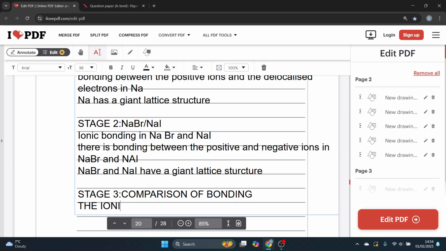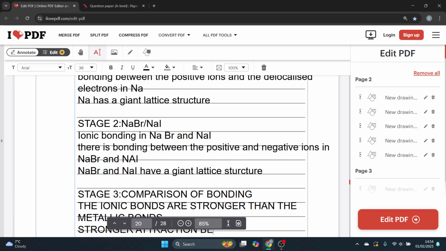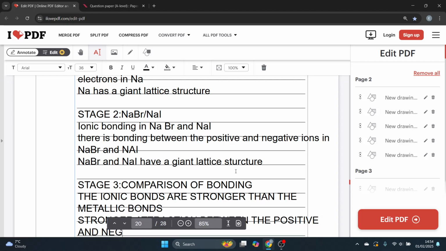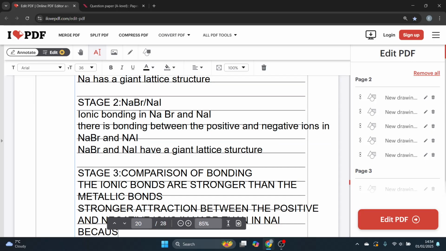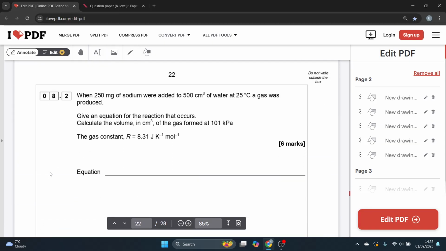And then I'd say stage 3, comparison of bonding. Well, the ionic bonds are stronger than the metallic bonds. Stronger attraction between the positive and negative ions in sodium bromide than in sodium iodide. Why? Because the Br minus ion is smaller than the I minus ion. And that is it for question 8.1.